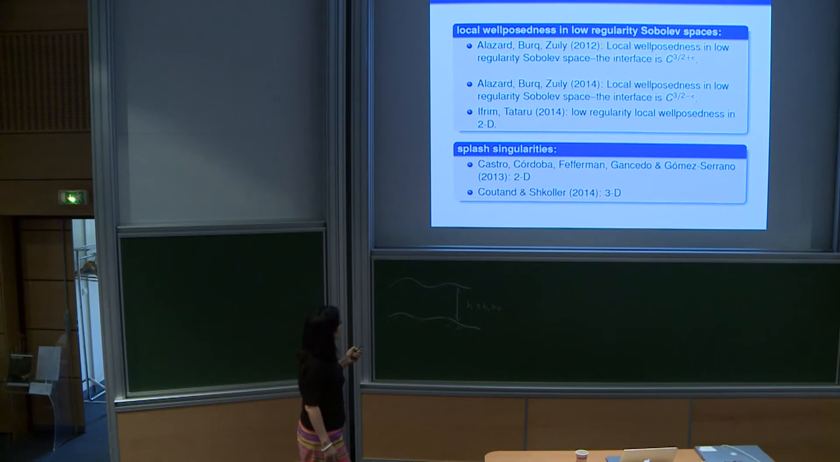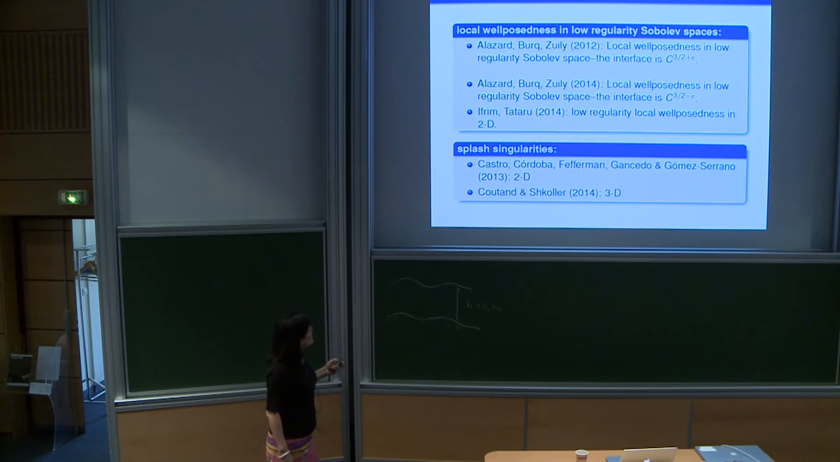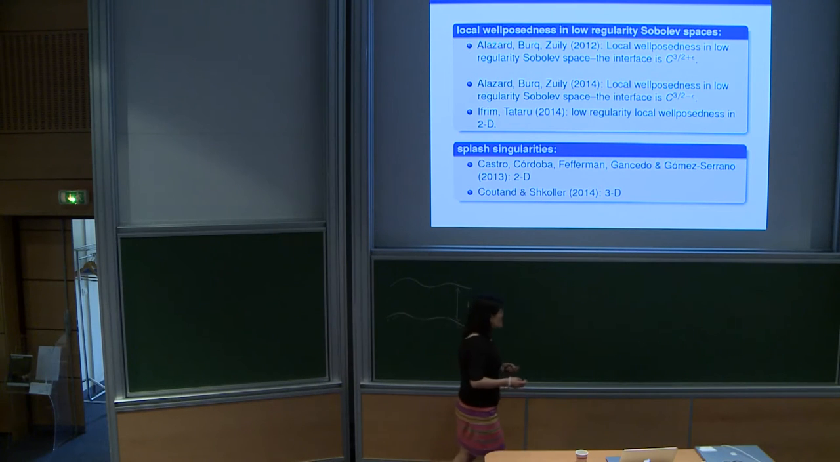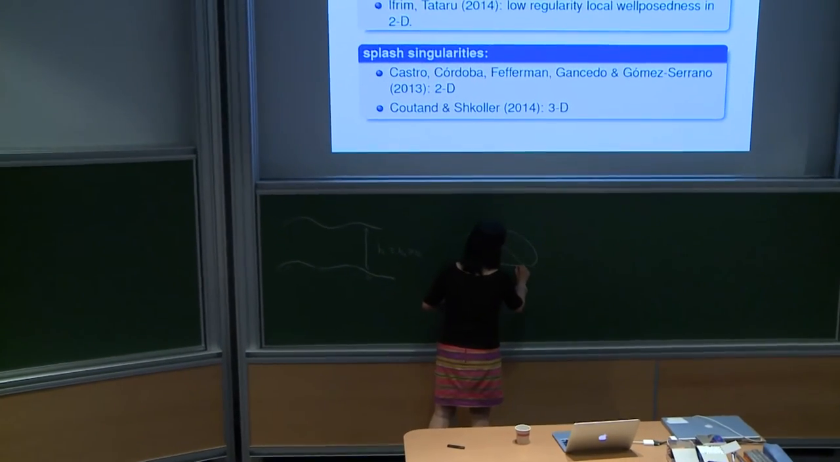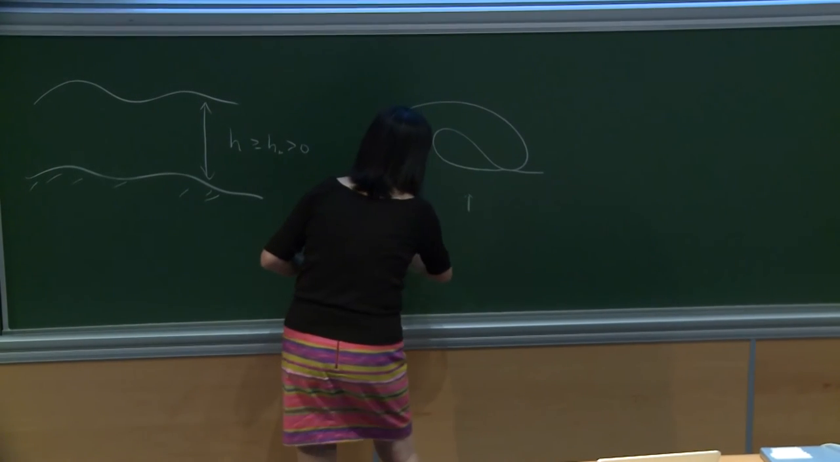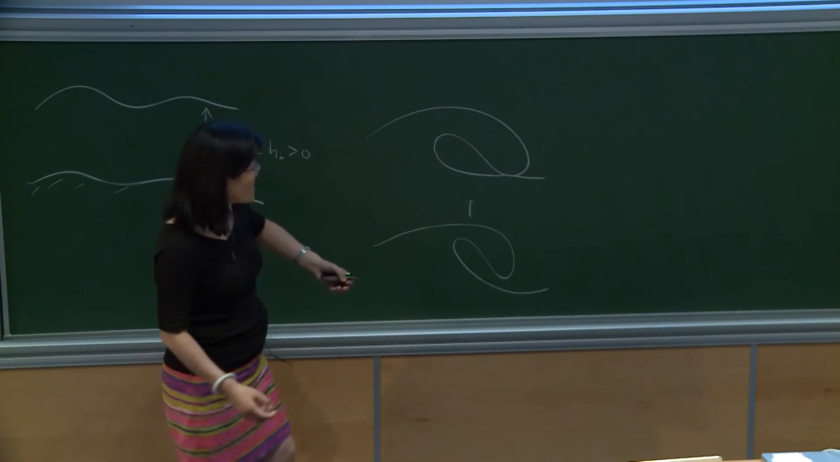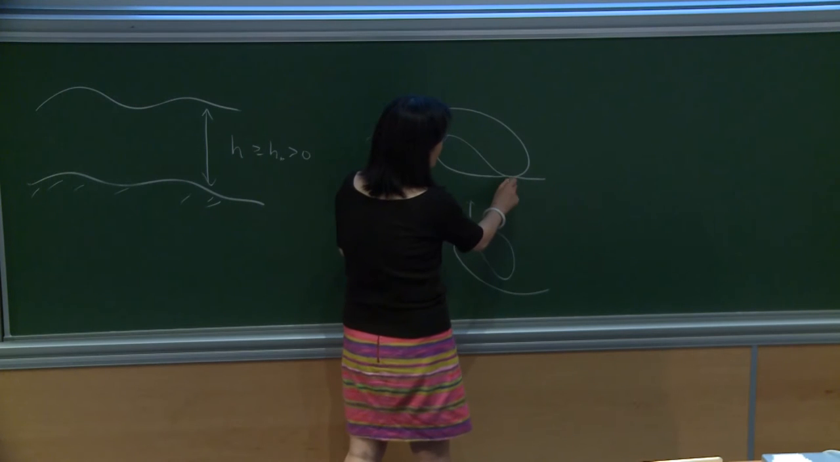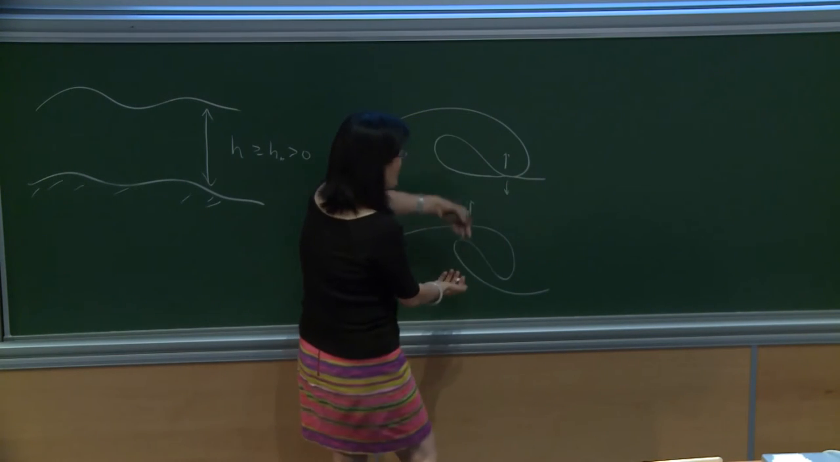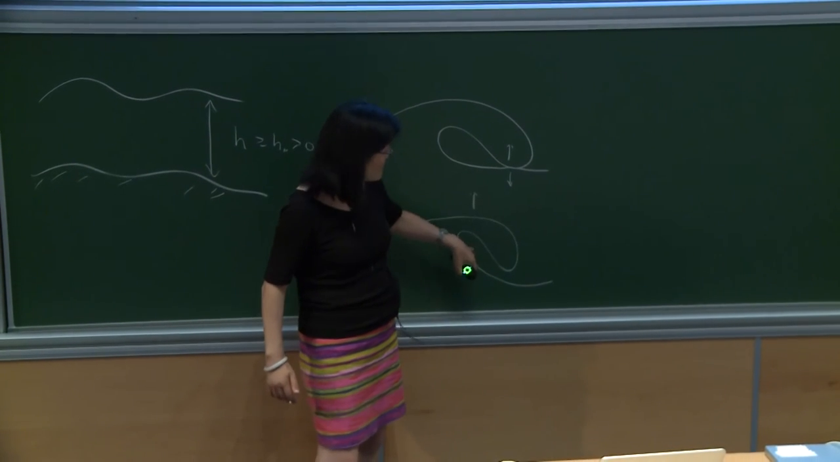Let me also mention there was also work of the Córdoba-Fefferman group on the so-called splash singularity. Splash singularity basically says it is possible to have a non-self-intersecting interface that becomes self-intersecting at a certain later time. So there exists something like this, and at a later time it becomes self-intersecting. The basic idea is you start with something like this and you find the velocity field to pull it open, and then you use time reversibility to prove there is a solution going from here to there.